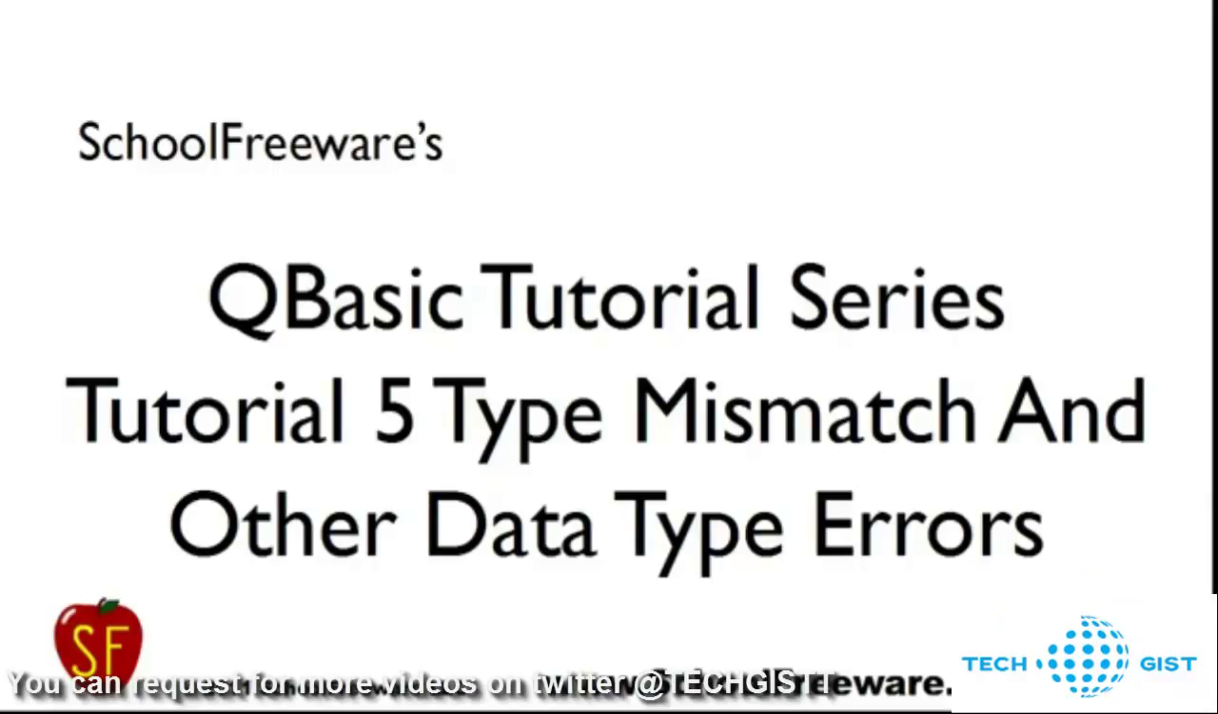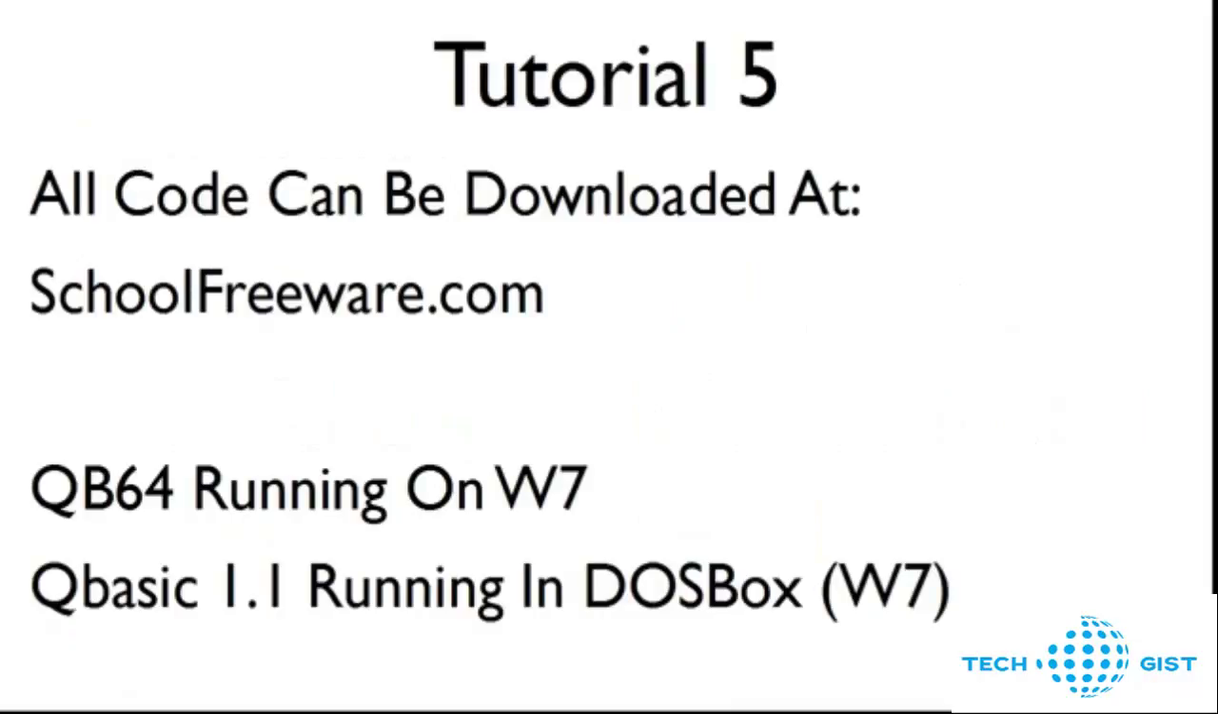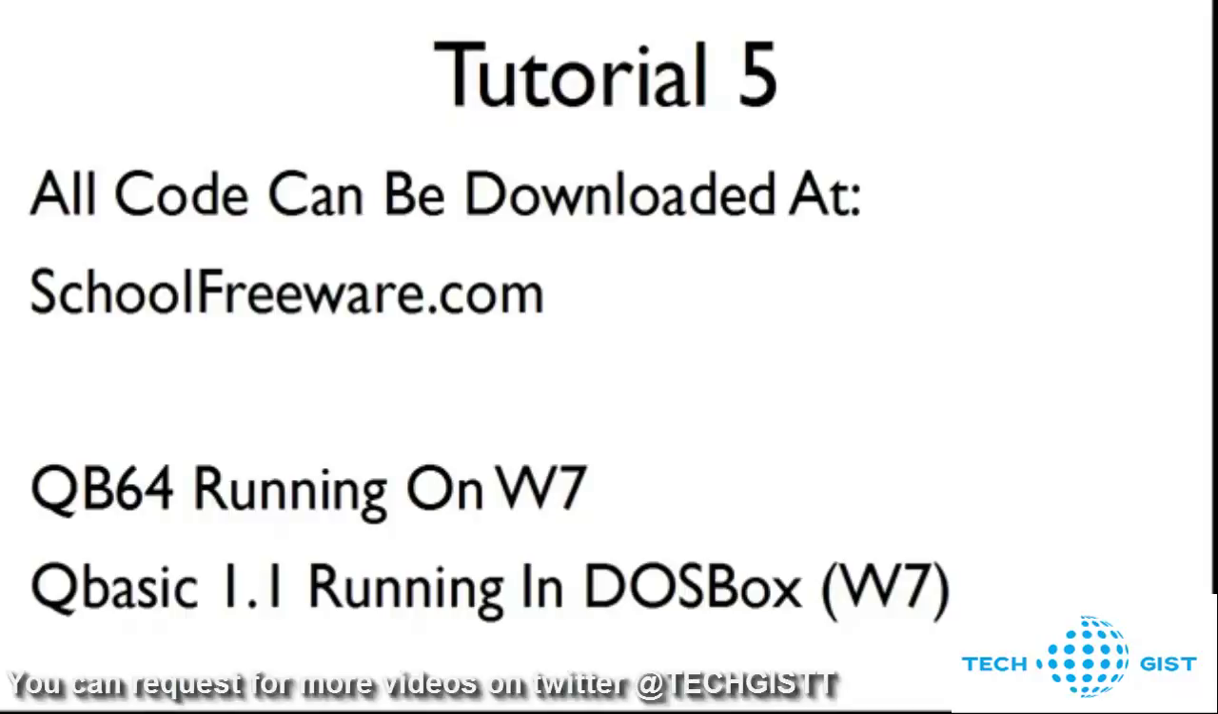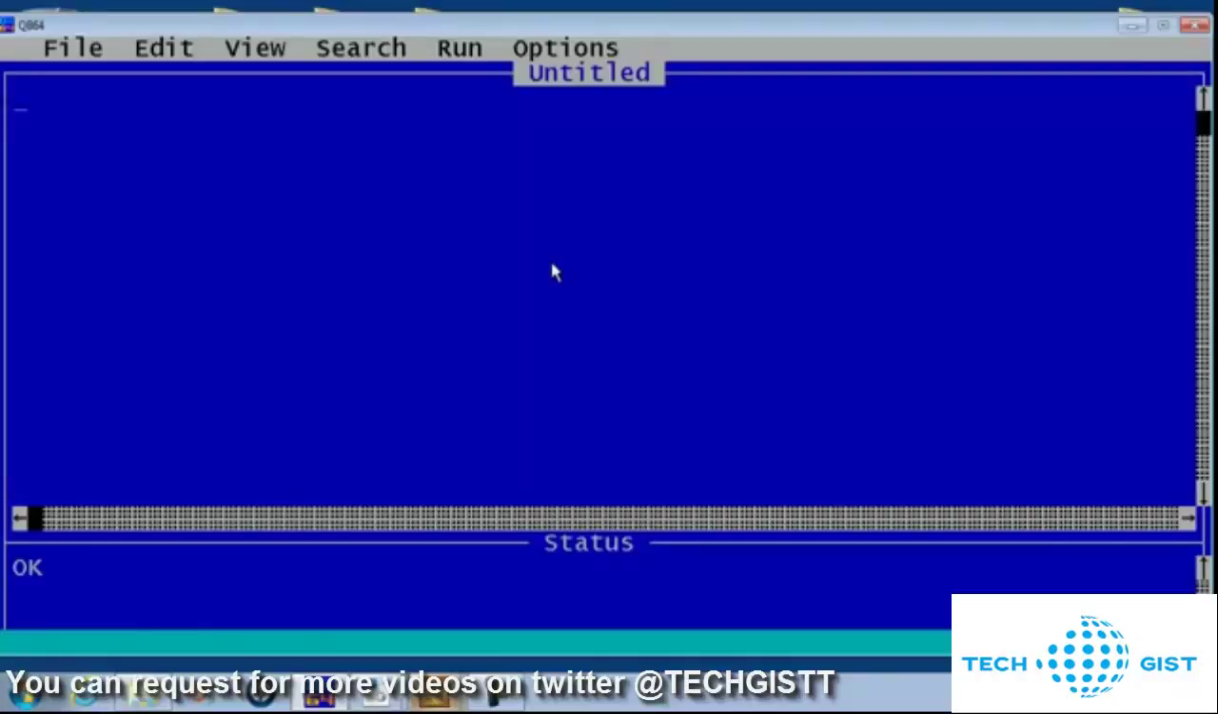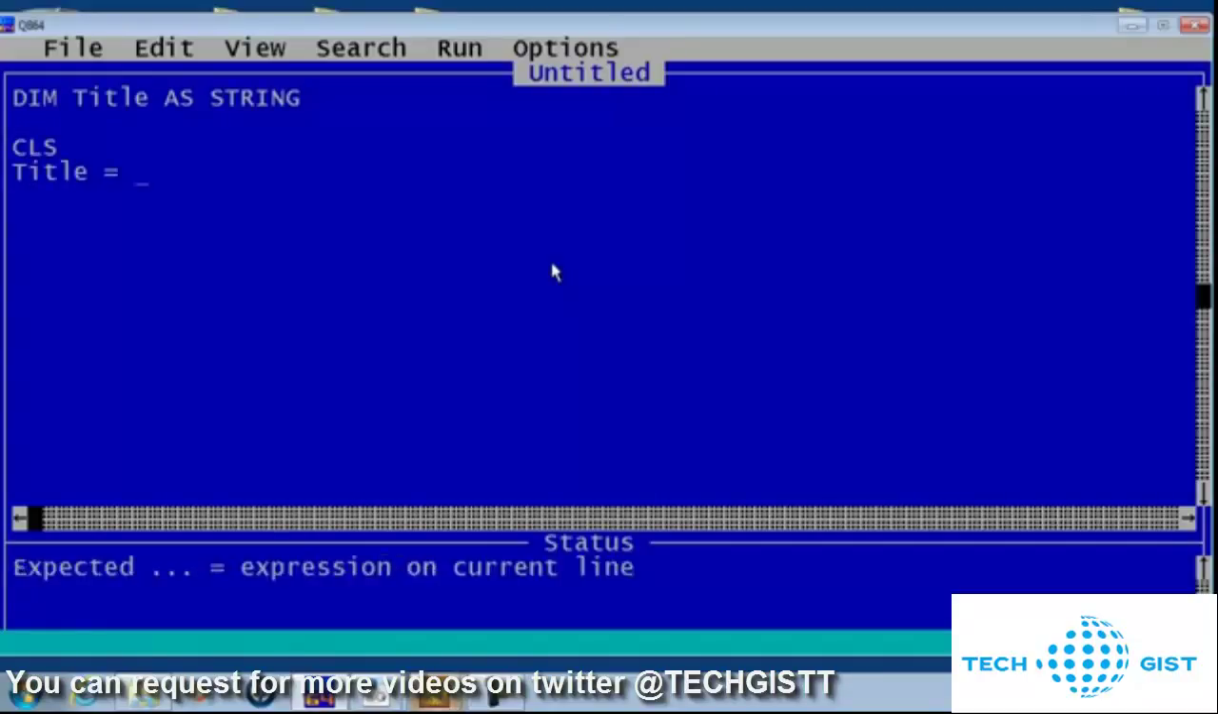School Freeware's QBasic tutorial series, Tutorial 5: Type Mismatch and Other Data Type Errors. All code can be downloaded at schoolfreeware.com. QB64 running on Windows 7 and QBasic 1.1 running on DOSBox will be used within this tutorial. The first thing I'll do is declare a variable called title as a string. I'll then clear the screen and I'll place within title the string "Tutorial 5". I'll then print the contents of title on the screen.